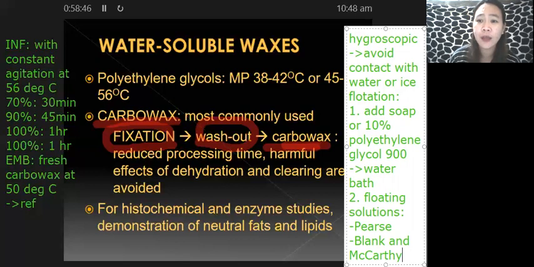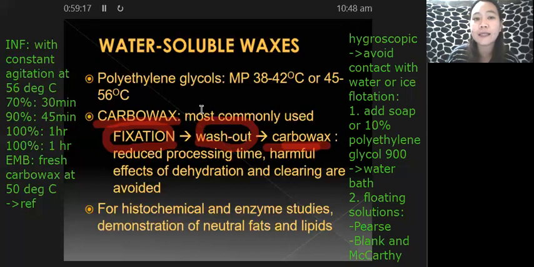Of course, if you just make use of water only, what will happen to your sections? Your sections will be dissolved. So that's the problem. You can still make use of the water bath, but you have to add soap or 10% polyethylene glycol 900, or instead of your water bath, you make use of your floating solutions. We have your Pierce, and the other one is your Blanc and McCarthy.